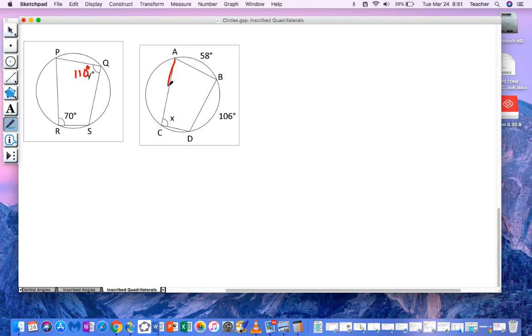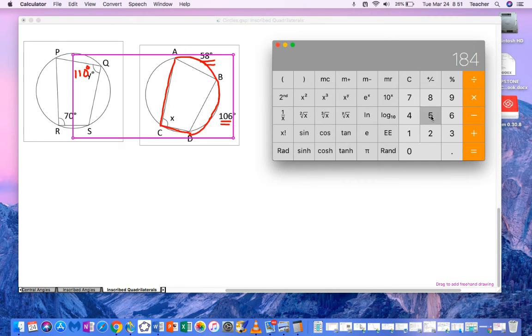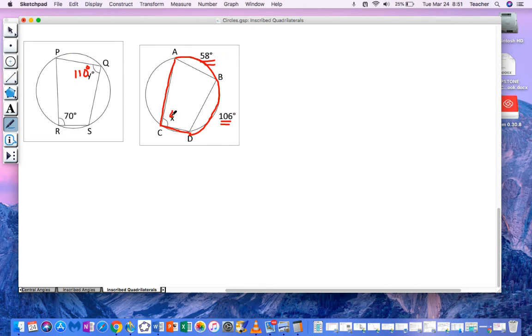This could ask you a couple of questions. This wants to know angle X, which is inscribed angle ACD. That is half of this arc. So I'm going to go 58 plus 106, take half. All right, that's the measure of the arc. Inscribed angle is half of that. That inscribed angle would be 82.